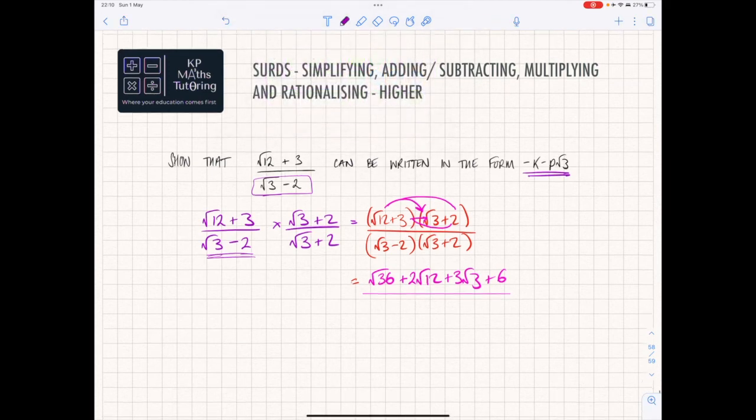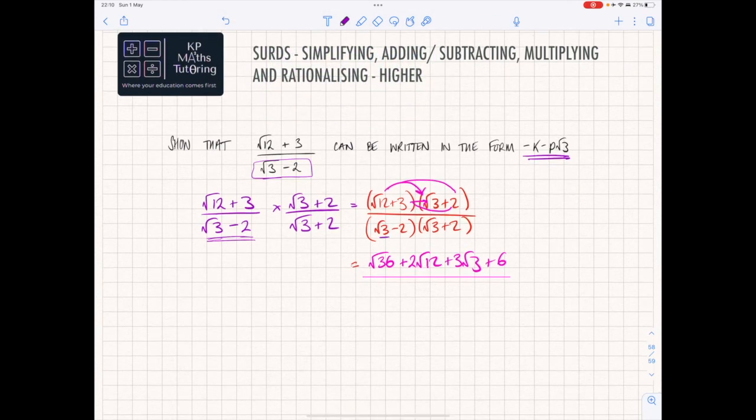Now let's see why this works for rationalising. So root 3 times root 3 is root 9. Root 3 times plus 2 is plus 2 root 3. Minus 2 times root 3 is minus 2 root 3. And then minus 2 times minus 2 is minus 4. And hopefully some of you can see what's happened there when we start to tidy this up.